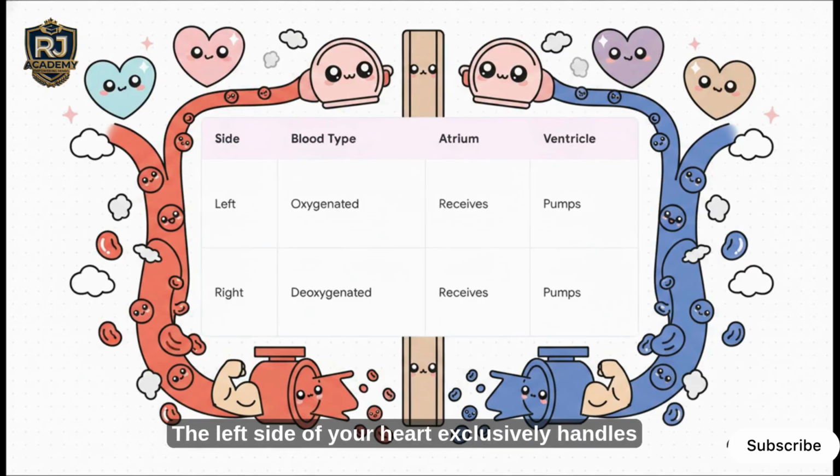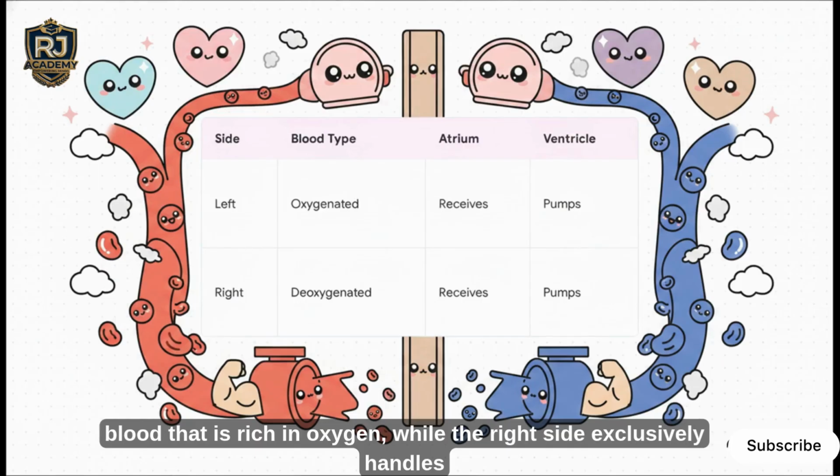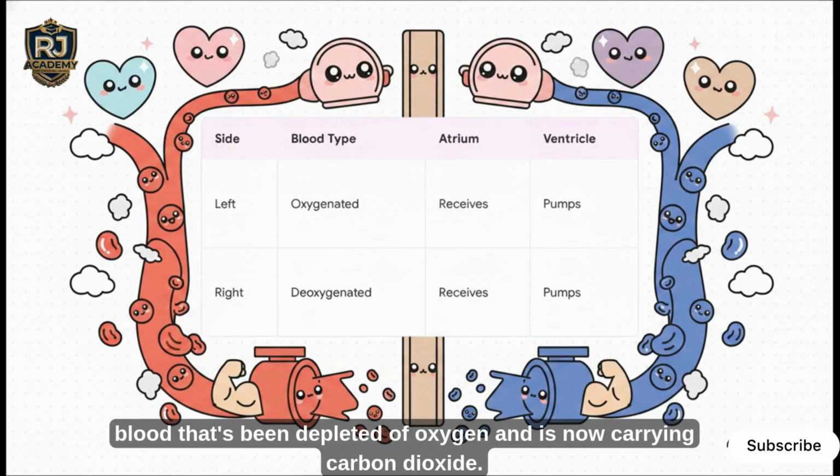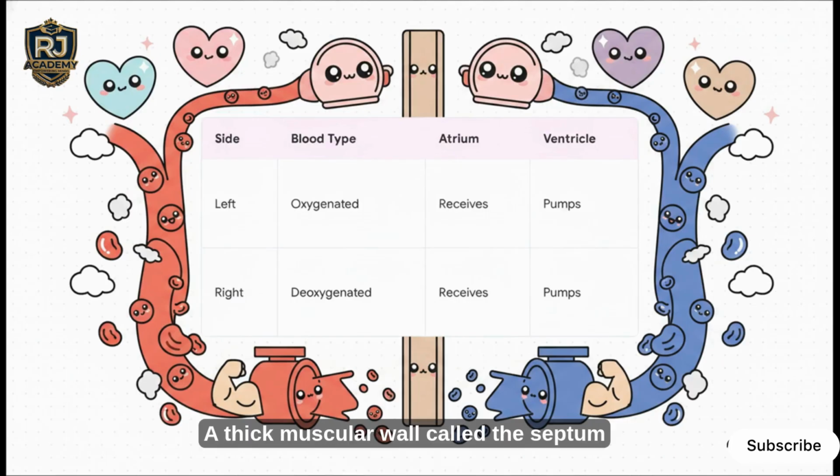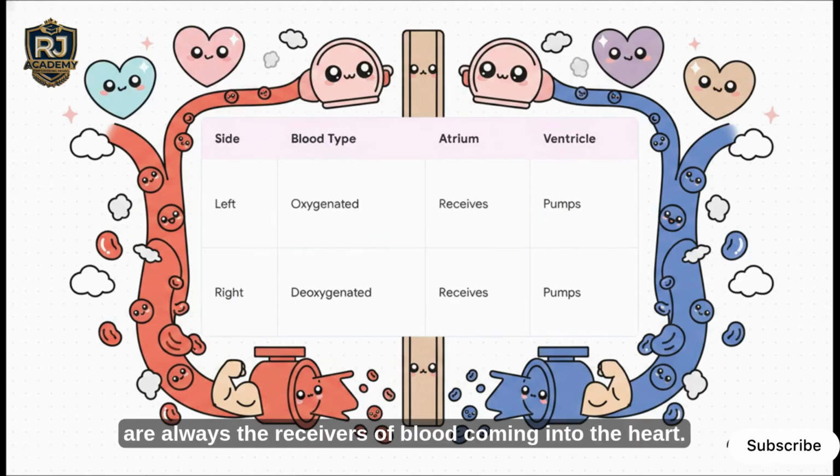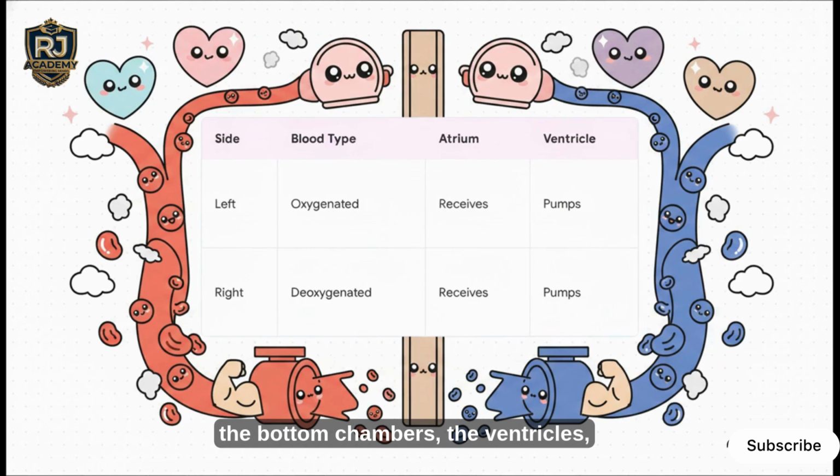The left side of your heart exclusively handles blood that is rich in oxygen, while the right side exclusively handles blood that's been depleted of oxygen and is now carrying carbon dioxide. A thick muscular wall called the septum keeps these two types of blood strictly separated. And here's another rule of thumb for you. The top chambers, the atriums, are always the receivers of blood coming into the heart. The bottom chambers, the ventricles, well, they're always the ones pumping blood out.